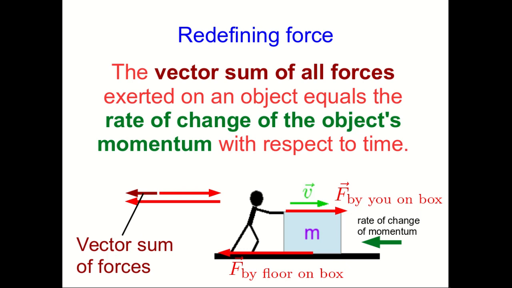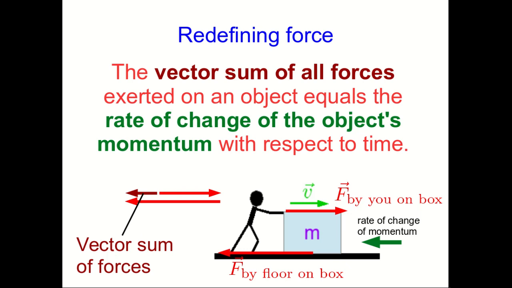And so our definition is that the vector sum of all the forces exerted on an object equals the rate of change of the object's momentum with respect to time. This means we can set up situations where we know there's only one force that matters acting on an object, and we can measure its rate of change of momentum and use that as a measurement of the force.